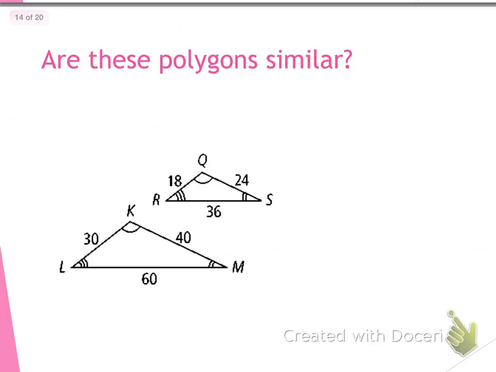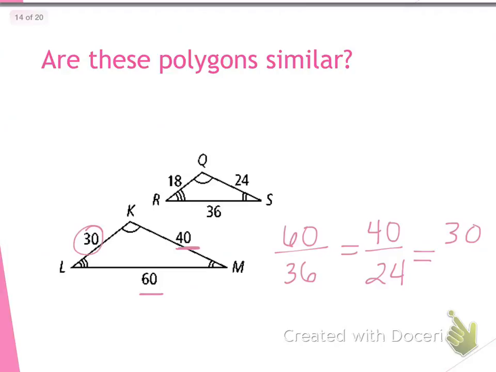Okay, so are these polygons similar? First off, do they both have 3 sides? Yes. Do they both have sets of congruent angles corresponding to each other? Yes. So now we got to check to see if they're proportional. So let's say I start with this one. So we'll put 60, 30. What matches with 60? Looks like 36. I started with this triangle, so I need to keep starting with this triangle on top. So 40 looks like it matches with 24. And then 30 matches with 18.